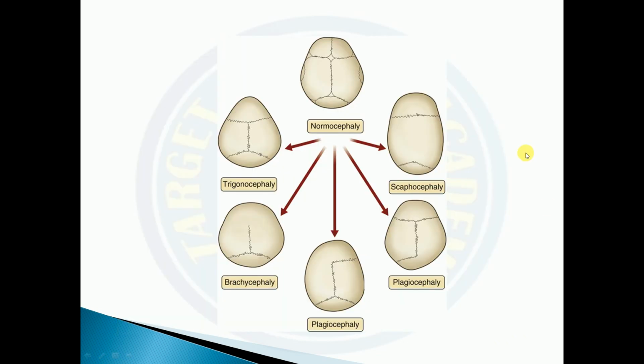This is the normal shape of the skull. This is the boat shape. This is the asymmetrical fusion of the sutures. This is the brachycephaly, which is broad and short. This is the trigonocephaly, which is triangular in shape.